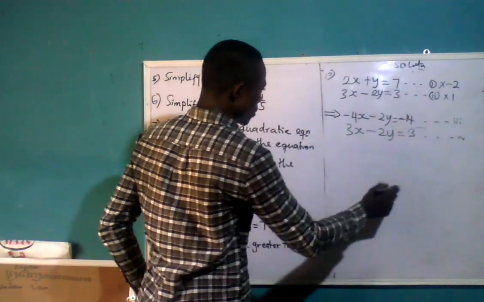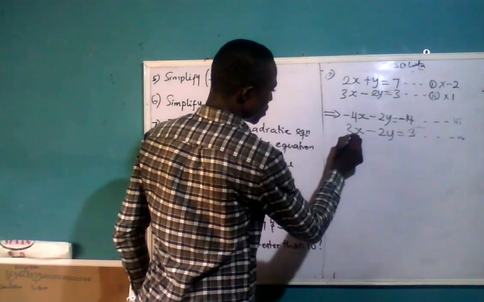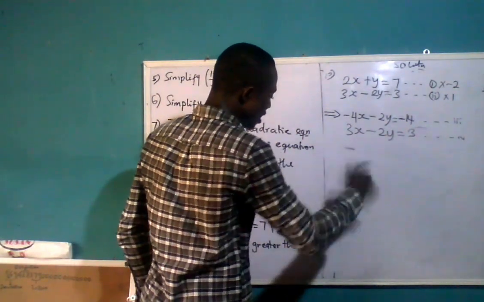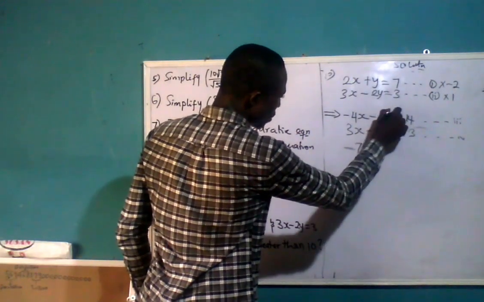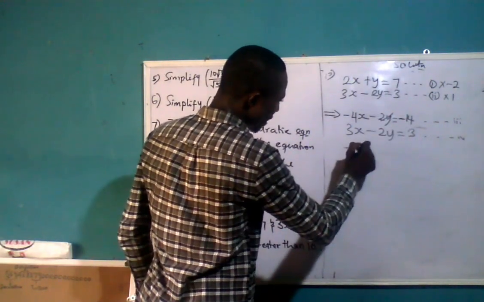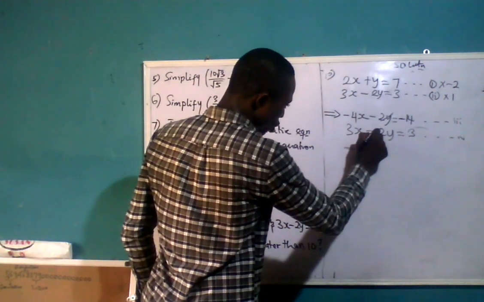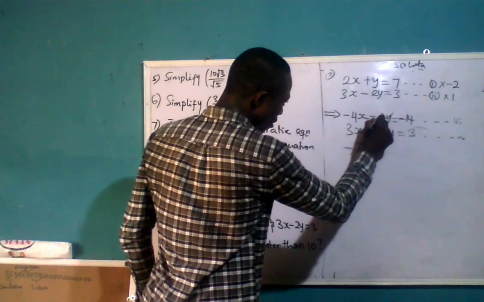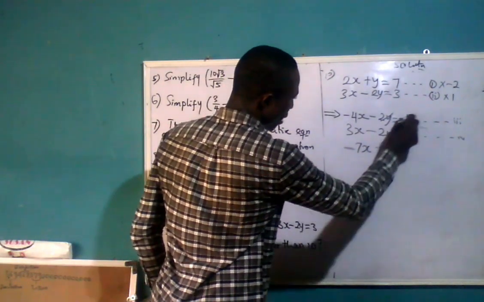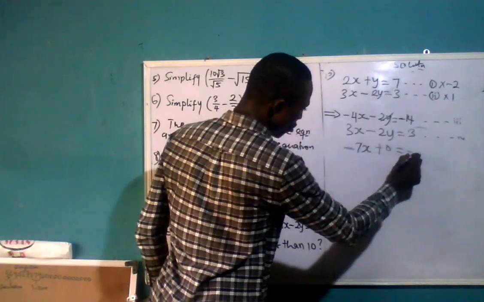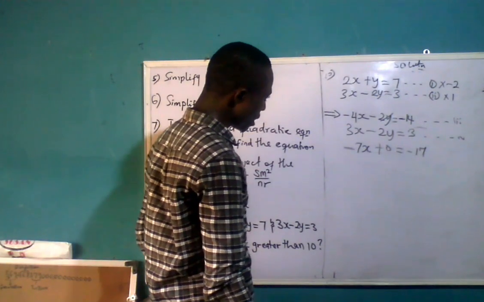Now, subtract this from this. You have minus 4x minus 3x. That will give you negative 7x. And you have this minus 2y minus 2y. Minus times minus will be plus. So you have minus 2y plus 2y, that will be 0, equals to minus 14 minus 3. That will give you minus 17.